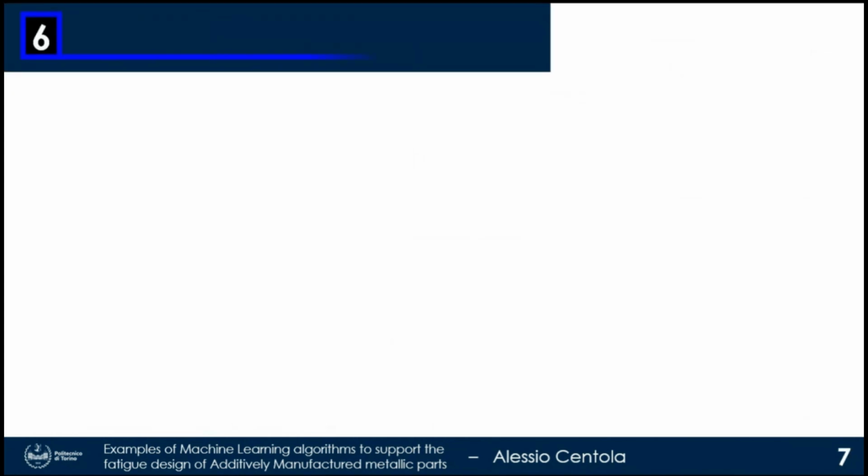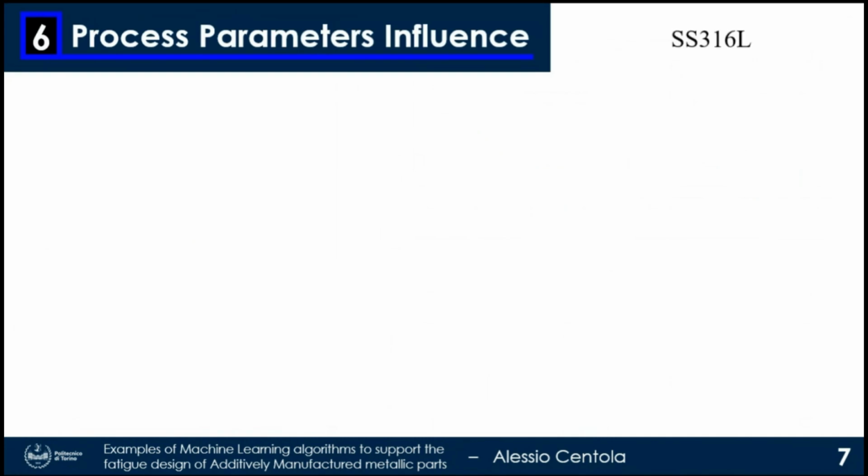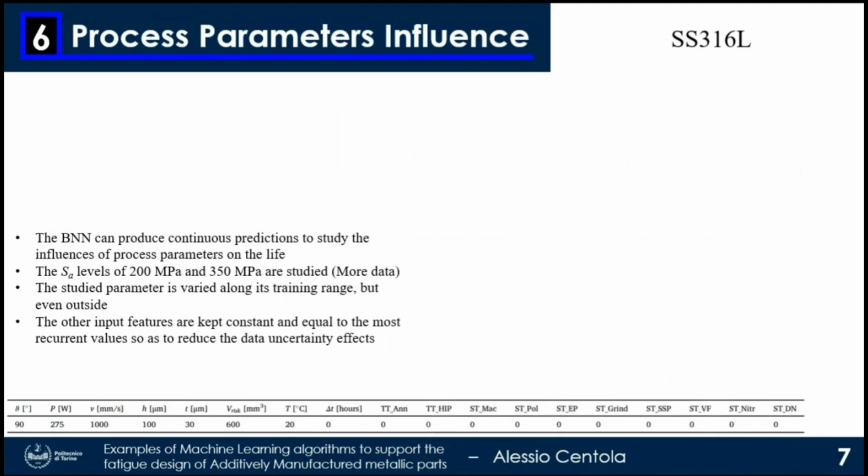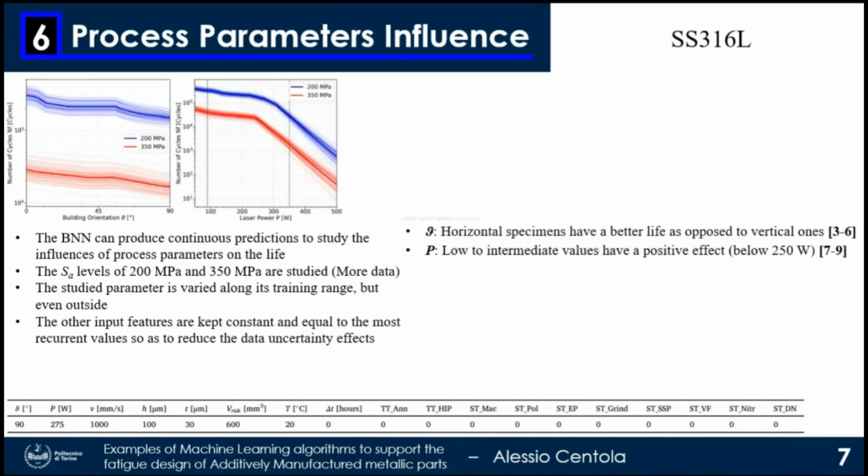Another thing that we can see is the process parameter influence. This has been done for stainless steel again. So the Bayesian neural network can produce continuous prediction on the life to study the influence of the process parameter. And this has been done for 2 stress amplitude levels, so 200 and 350 megapascals. This is where more data are lying. And the study parameter is varied along its training range, but even outside. And the other input features are all kept constant and equal to the most recurrent values, so as to reduce that uncertainty effect. And here we can see some results that I will discuss now.